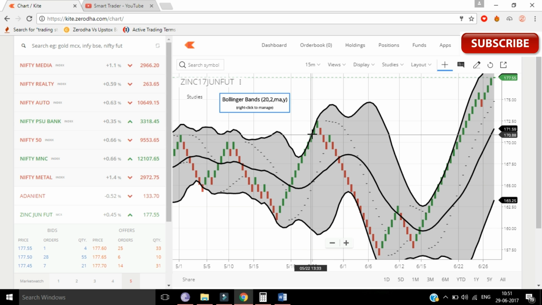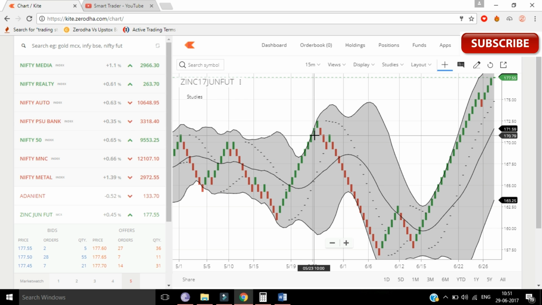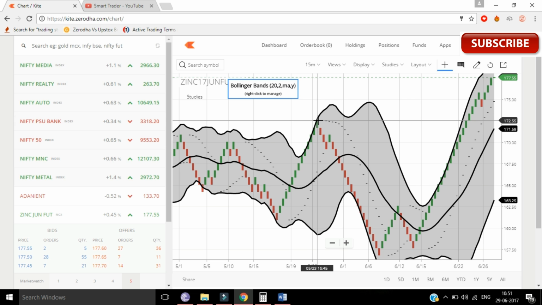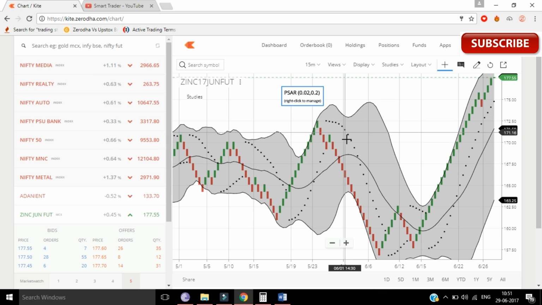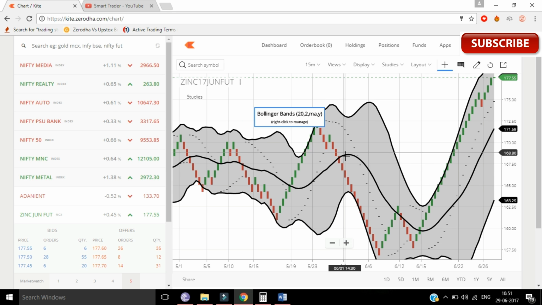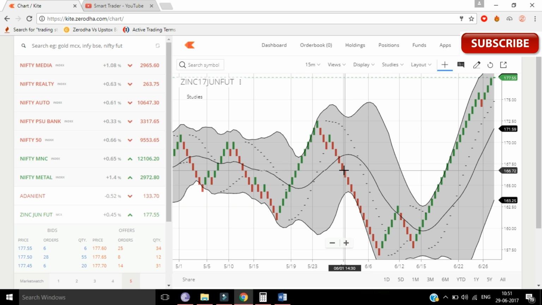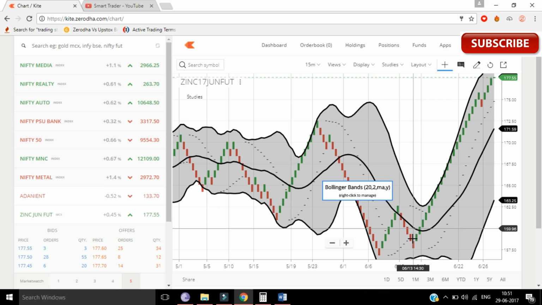Here is a buy, 170, 2 rupees. Here is a sell, but I'm not selling that. But the next day, it's below. If you see on 1st of June, it's a sell, and the candlestick is below the center line. A sell over here, 166, up to 166 rupees profit.